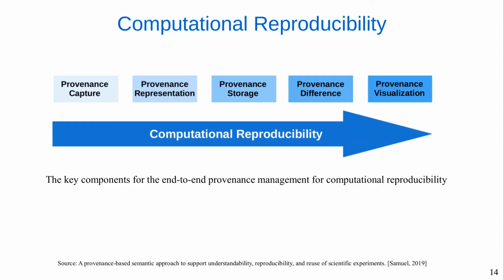So here we present the key components for end-to-end provenance management for computational reproducibility, which includes the capture or tracking of provenance, provenance representation, provenance comparison, and visualization.